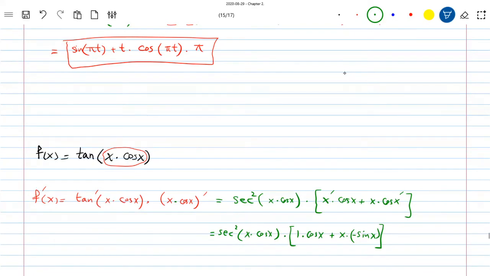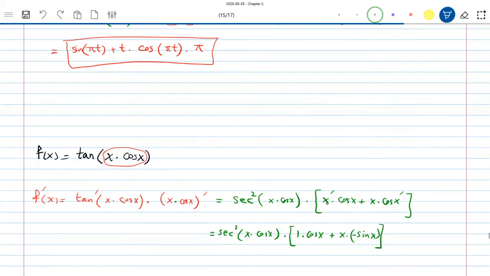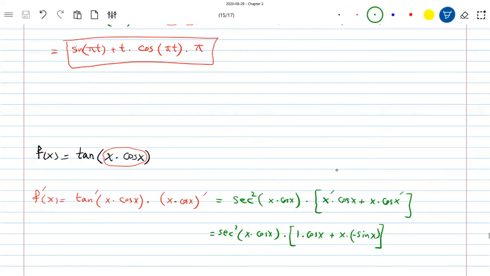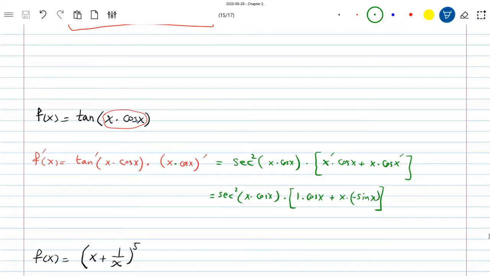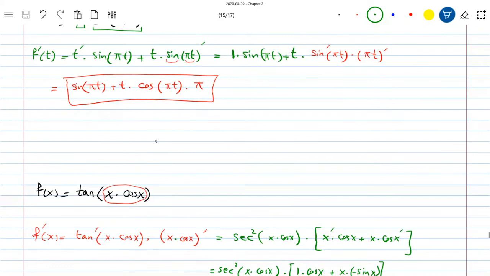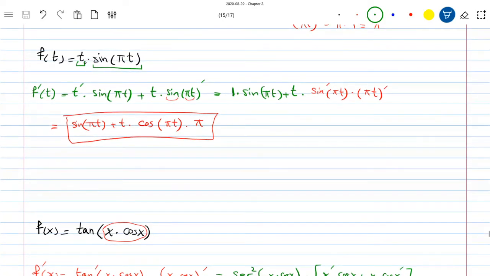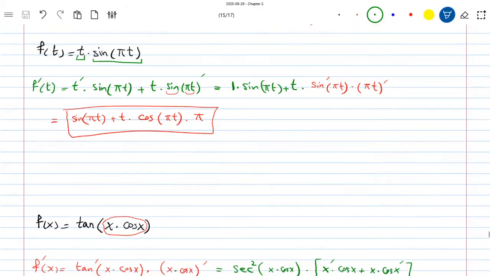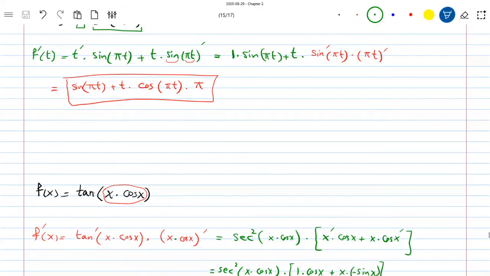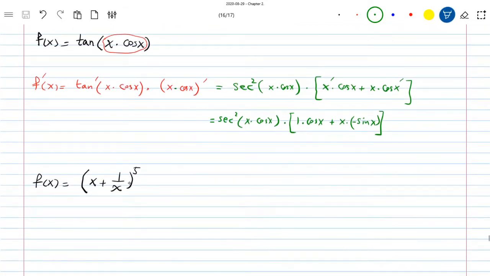Okay. Again, there is no need for simplifying. Everything is multiplication, and just rearrange the signs and put them in order if you want. Okay, there is no prime left. This is the derivative of tangent of x cosine x. If you compare it to the last example, t sine pi t, there is a product first, so you apply the product rule first. Here you see the chain rule first, because the outside function is affecting first, then you deal with the inside.